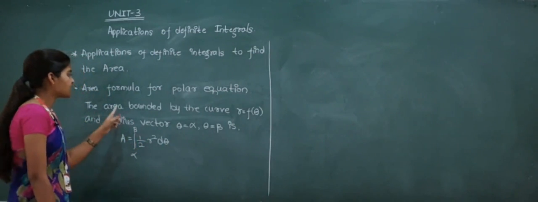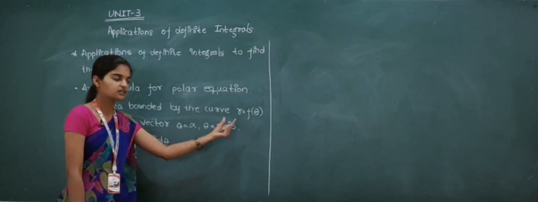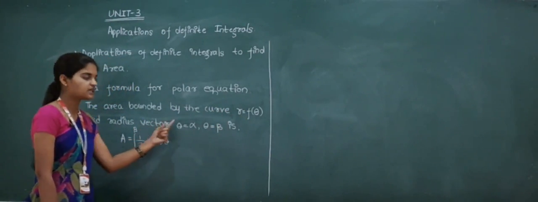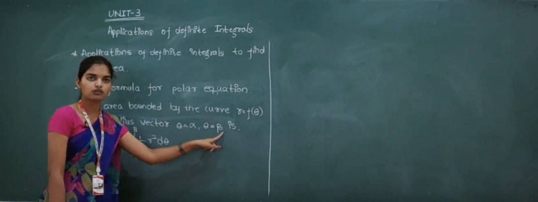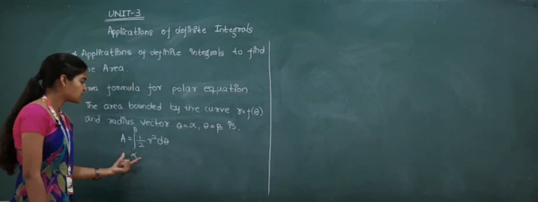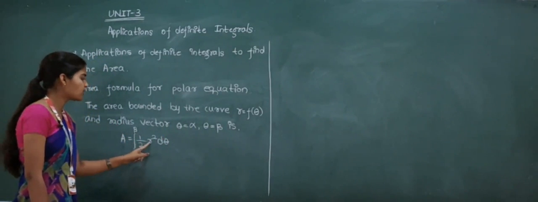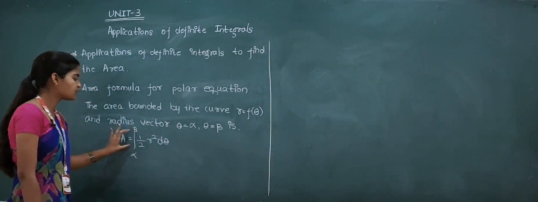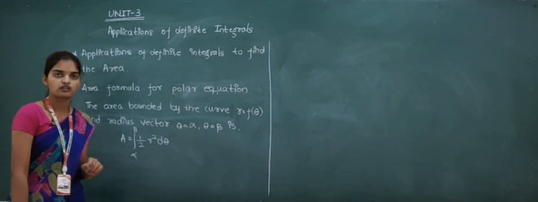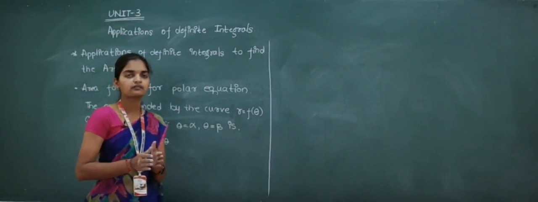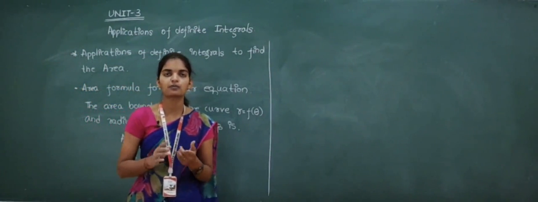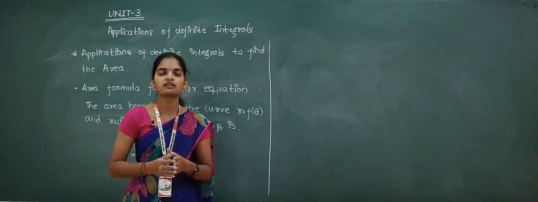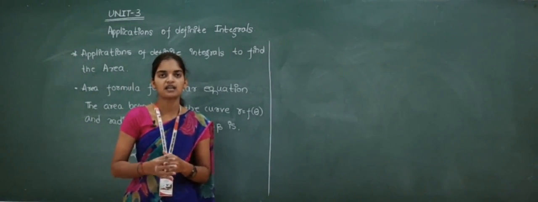That is the area bounded by the curve. Here the curve is r is equal to f of theta and radius vectors are given, theta is equal to alpha, theta is equal to beta. Then area formula is integration of 1 by 2 r square d theta from alpha to beta, and this 1 by 2 you can keep outside the integration as it is constant. So we have seen all the formulae to find the areas for parametric, Cartesian and polar equations. Next I will take some examples to find the areas.